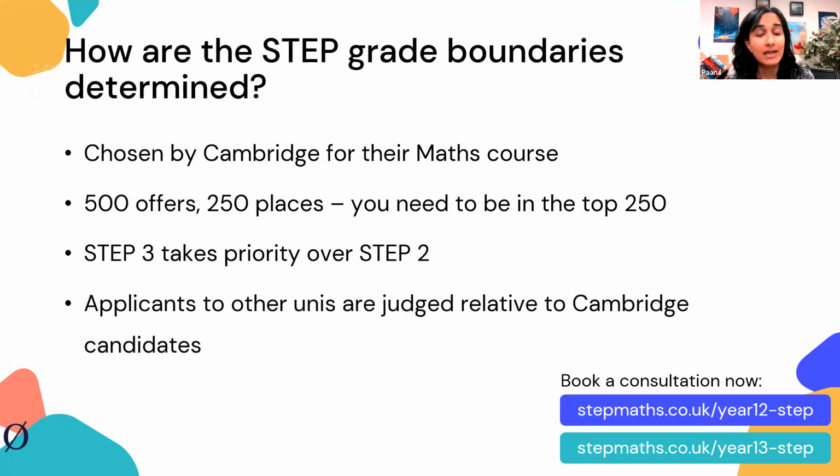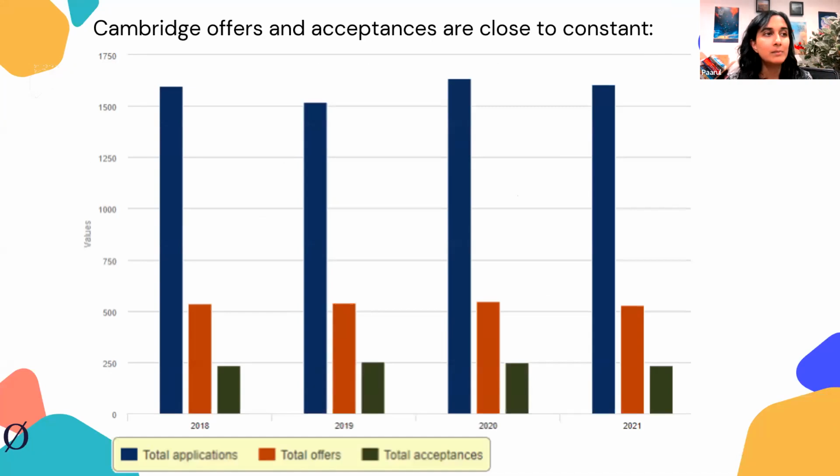And as I said, applicants at other universities are judged relative to Cambridge candidates. So what we're trying to say here is, for maths, the number of applicants is more or less consistent. It hasn't changed massively, but equally, nor has the number of places. It's very consistent in terms of how many offers they give out every year, and also in terms of how many people get a place. So if a lot of people do really well in the step, it doesn't mean more people are getting in. It just means they're going to increase the grade boundaries, so the same number of people get in.